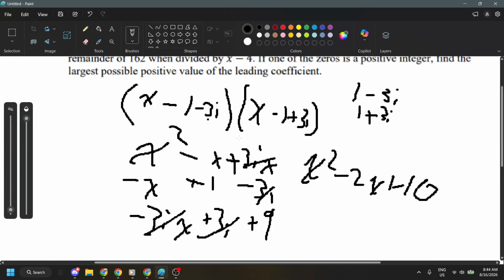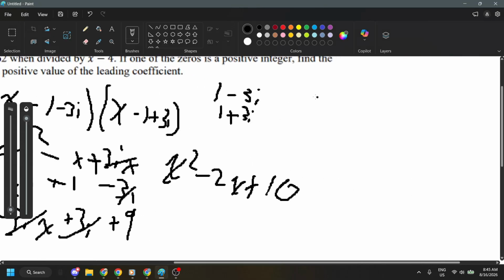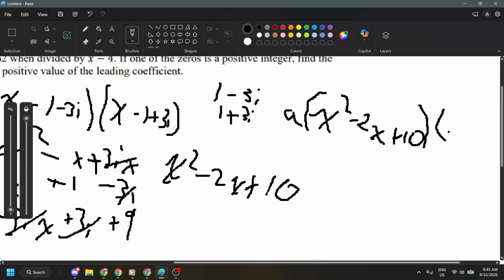Let me just check the determinant. It's going to be b squared, which is 4, minus 4 times a times c, so minus 40. Wait, 4 minus 40? So negative 36, so yes, this is correct. So our entire thing is going to be x squared minus 2x plus 10 times a times x minus p.